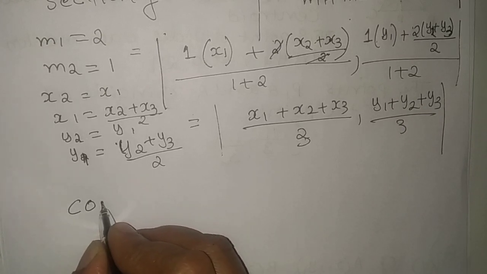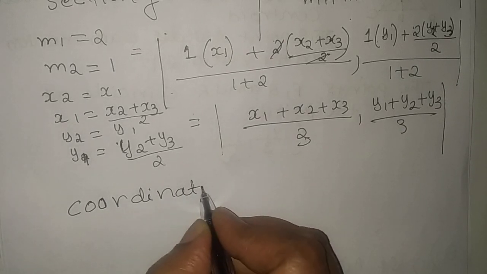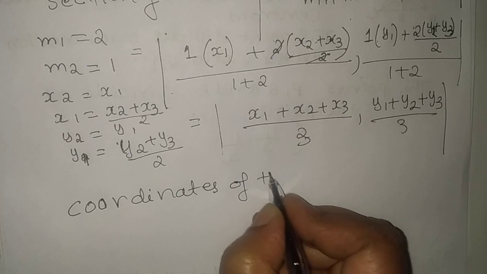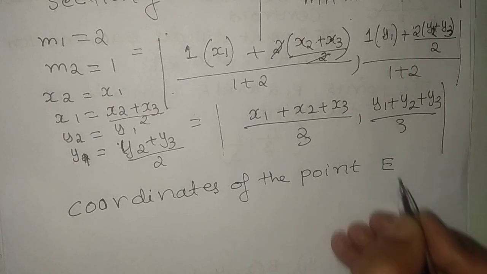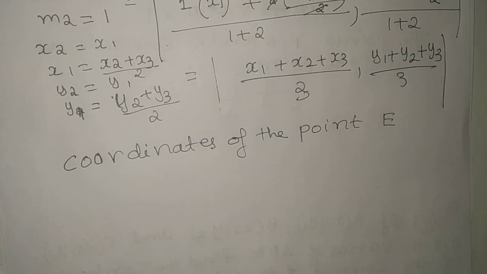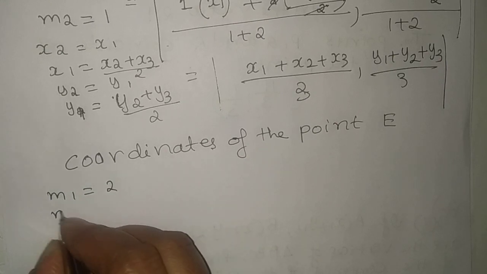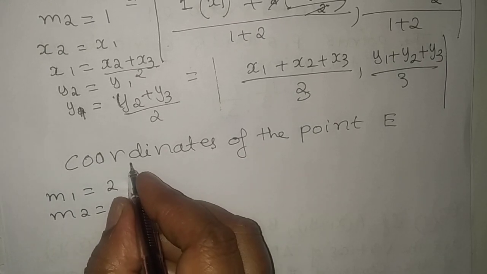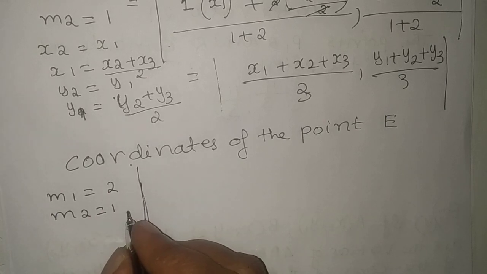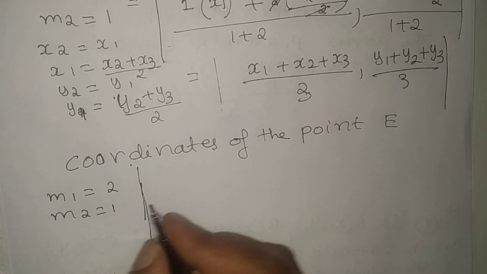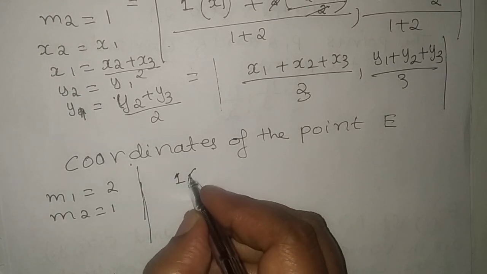So coordinates of the point E. So what will be the same thing? See what will be the ratio, m1 is 2 and m2 equal to 1. Then same thing here. First 1, write it as 1.